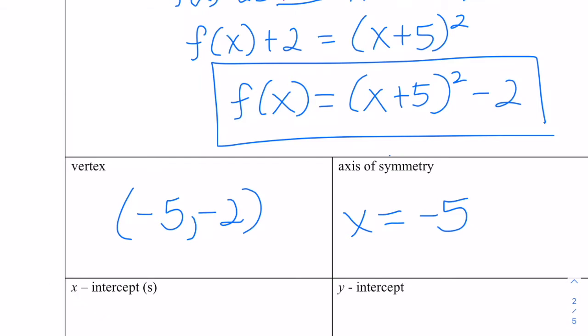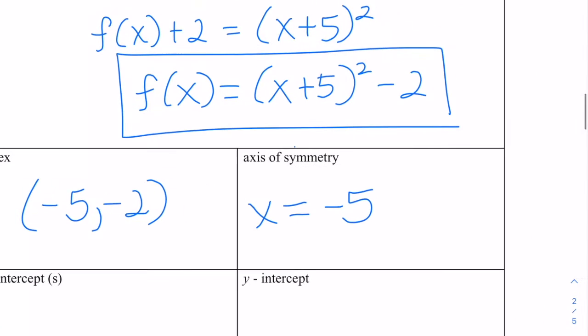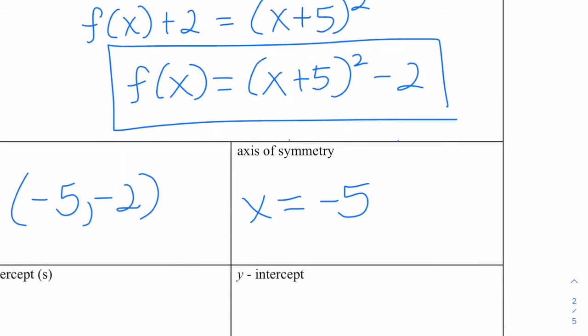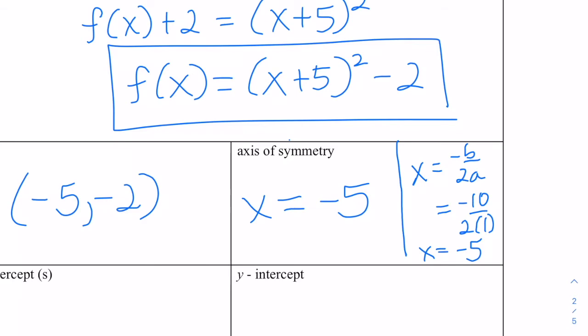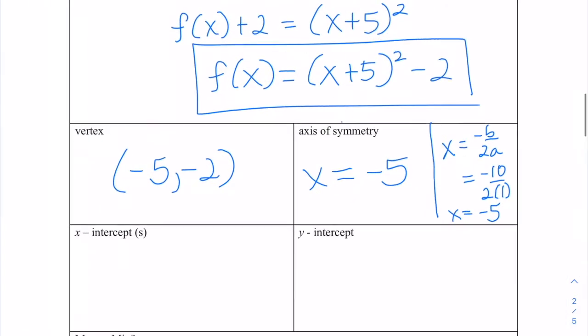Now you could double check, because we did find the equation of the axis of symmetry in the first example. Remember, we wrote it as x equals negative b over 2a, and we knew that the b in this equation was 10, and the a was 1. So again, I'm confirming that the axis of symmetry, or the x-coordinate of the vertex, is negative 5.